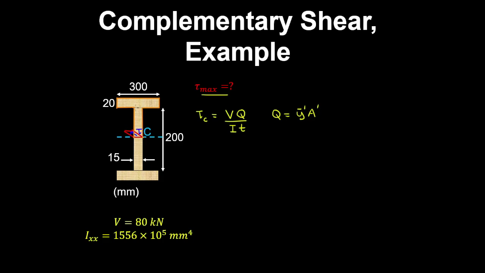So given that this is a composite area, we can break it up in two, and we can calculate y bar dash for the web by A dash of the web plus y bar dash of the flange by A dash of the flange. So this is A dash F, and this is A dash for the web. And we can measure the y bar dash values from the centroid of the section to the centroid of the web and flange.